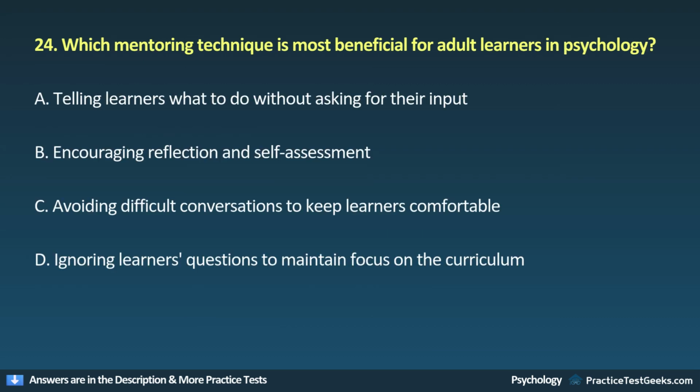24. Which mentoring technique is most beneficial for adult learners in psychology? A. Telling learners what to do without asking for their input. B. Encouraging reflection and self-assessment. C. Avoiding difficult conversations to keep learners comfortable. D. Ignoring learners' questions to maintain focus on the curriculum.